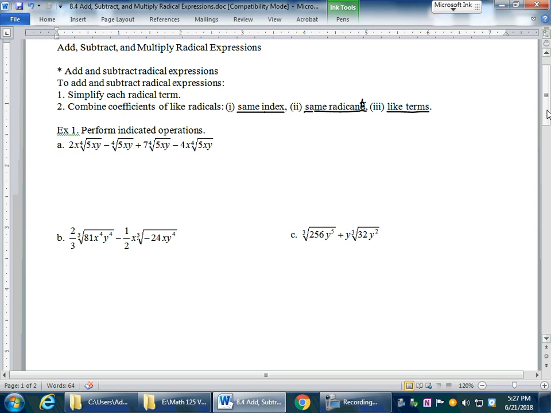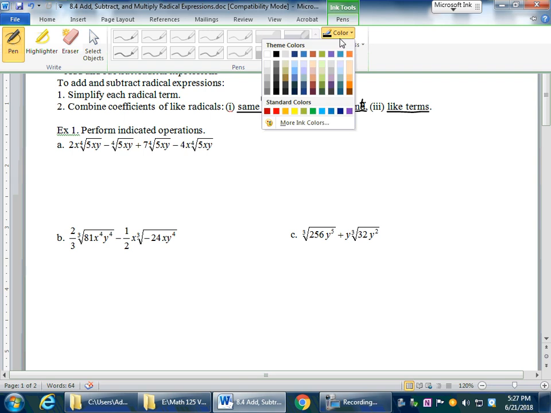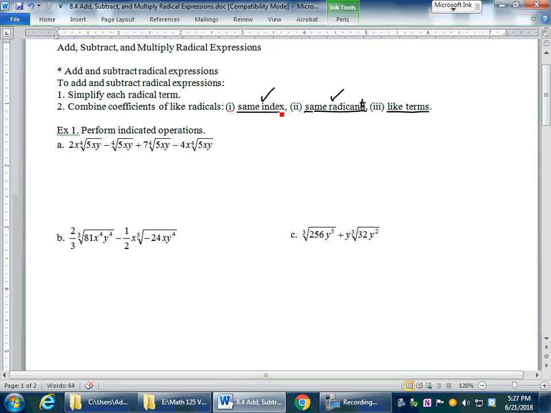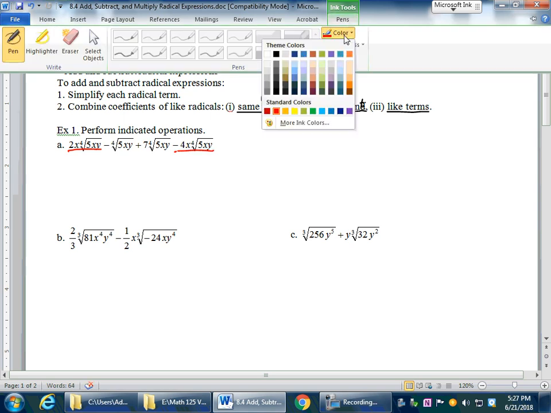And next, I'm going to check my radicands. The radicands, all of them are 5xy. So all the radicands are the same also. So finally, I need to check are they like terms or not. Like terms basically means the variable outside of the radical must have the same variable and the same exponent. So therefore, this first term and this last term, they are like radicals. And the middle two terms are also considered like radicals.